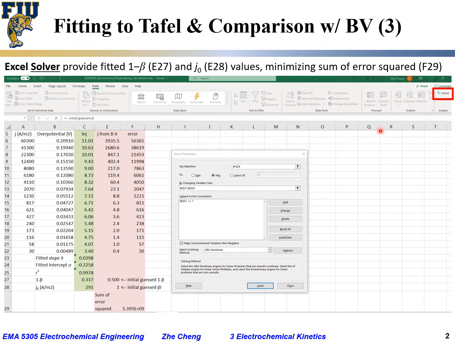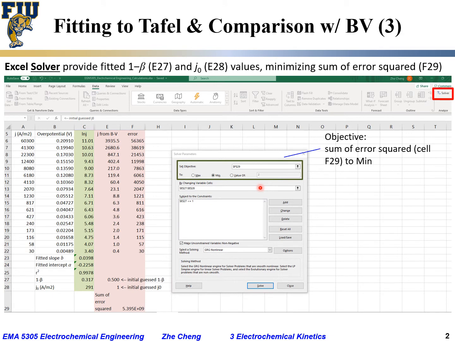Okay, and we can use Excel solver. If you press Excel solver, we get a dialog box, something like this, the solver parameters dialog box. And then the first thing is to set the objective, which means what is the objective? Where are we going?